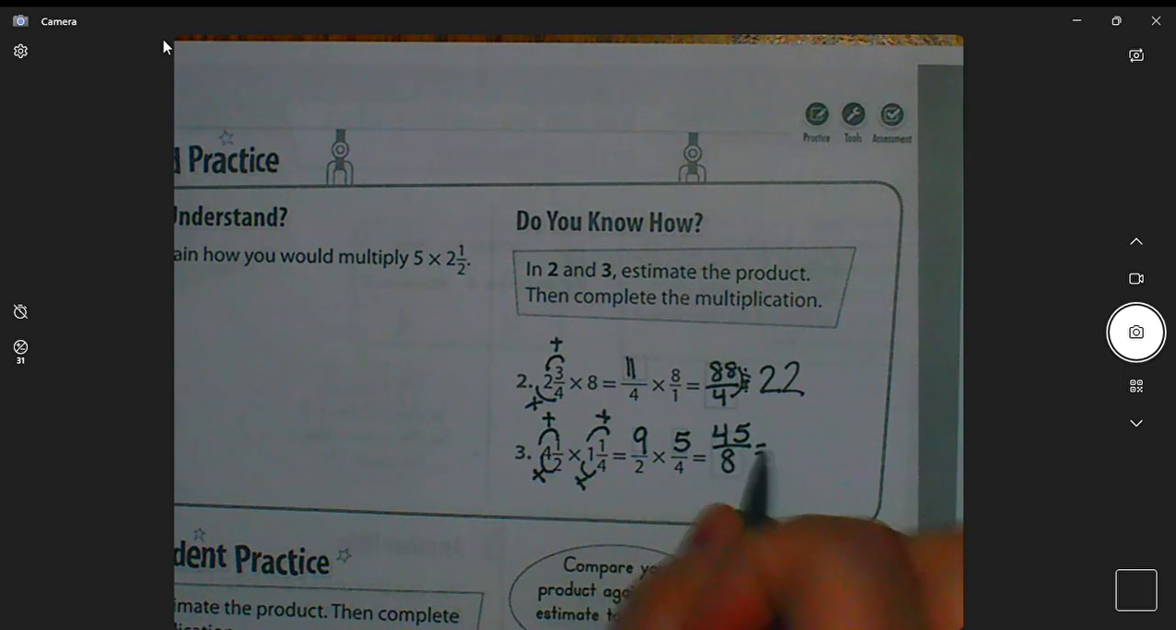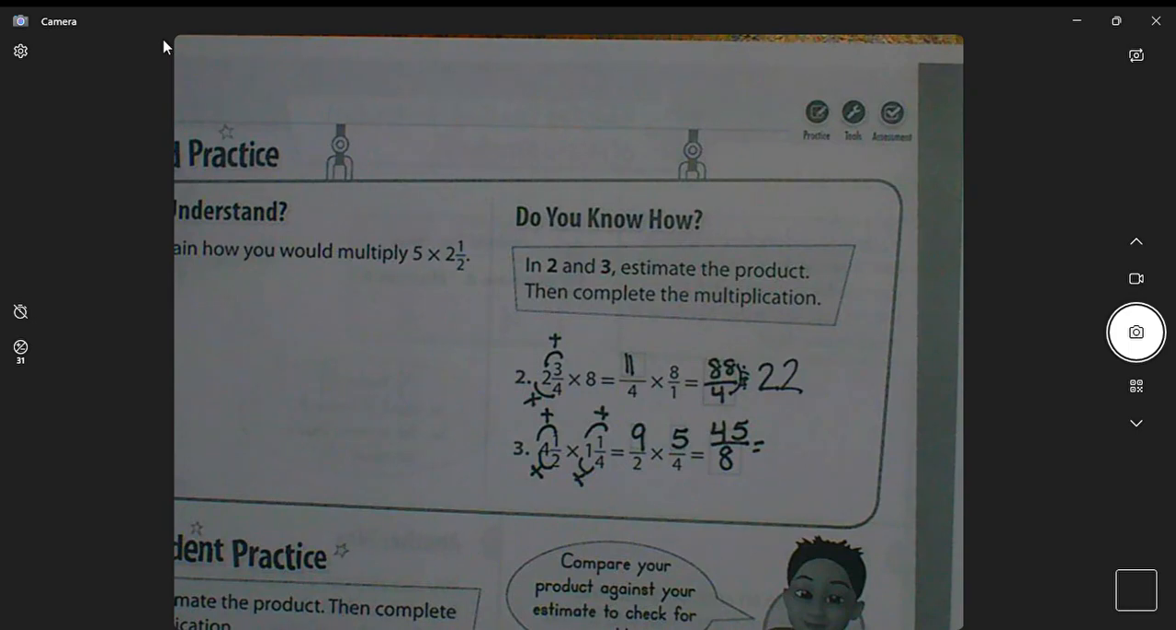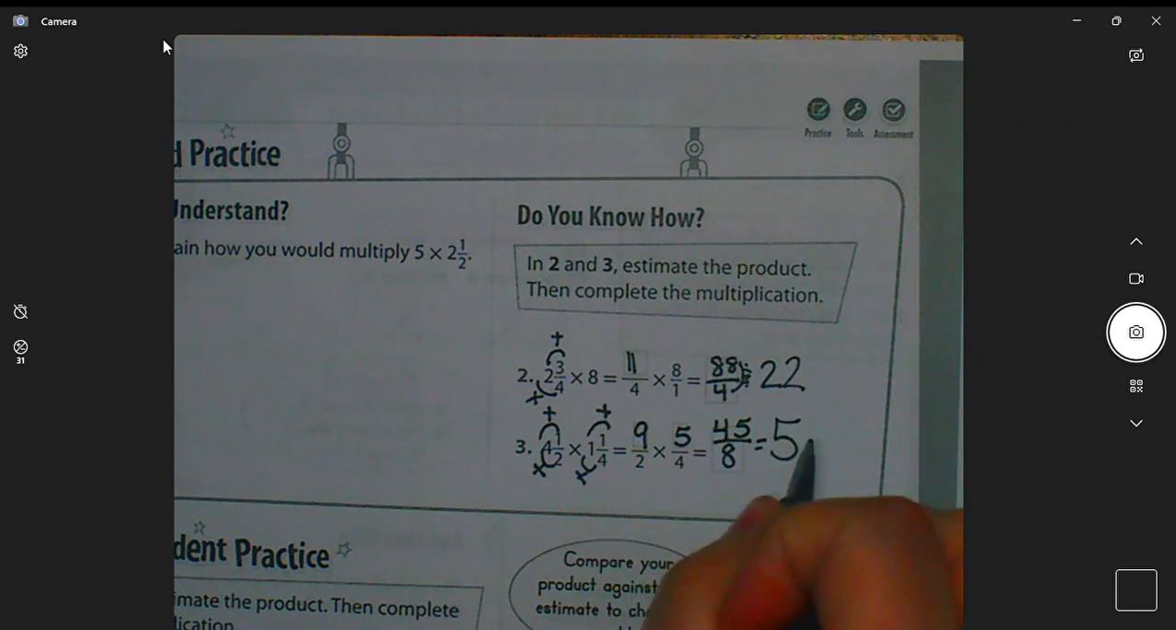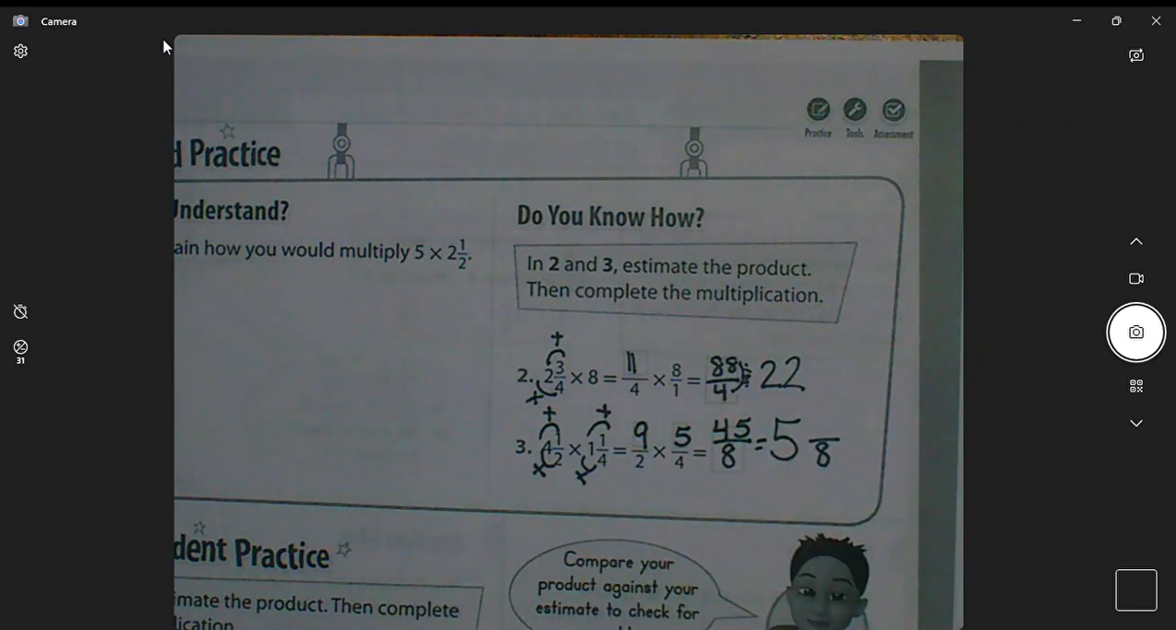It's 8. Now, how many 8s can fit inside of 45 without going over? You're right. It's 5. I know that 8 times 5 is 40. From 40 to 45 is how far? Yeah, it's 5.